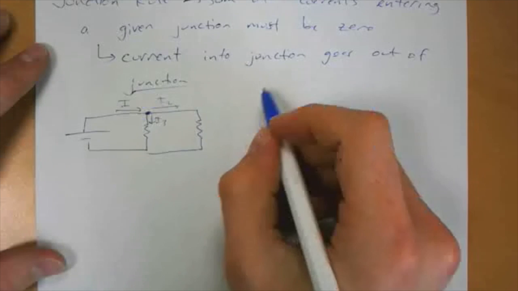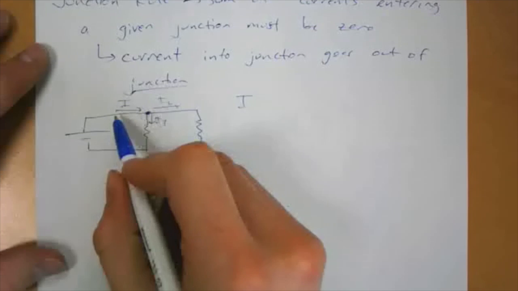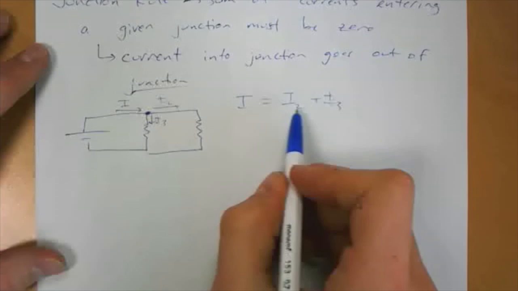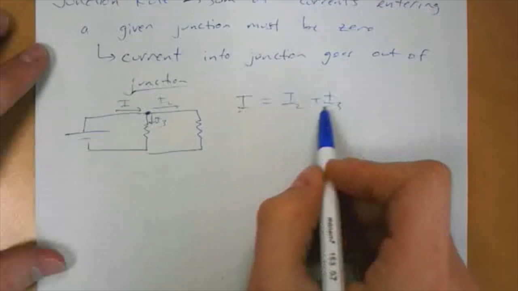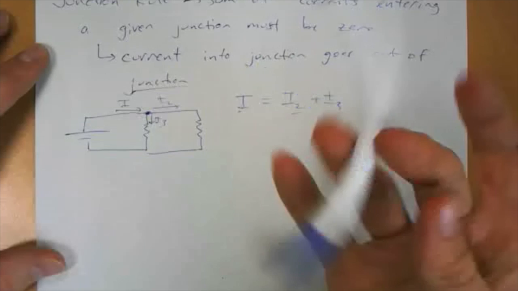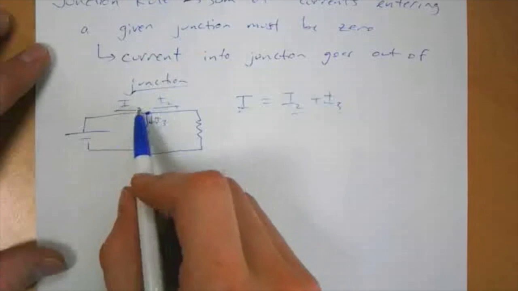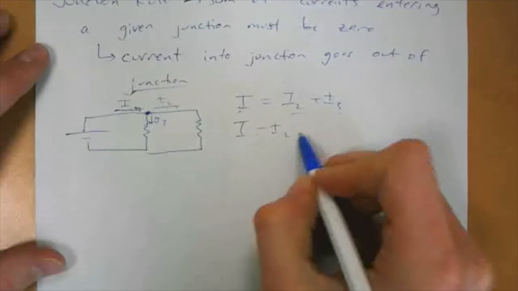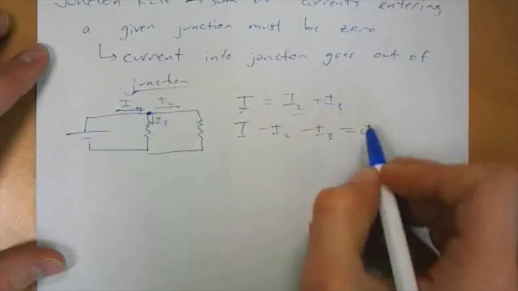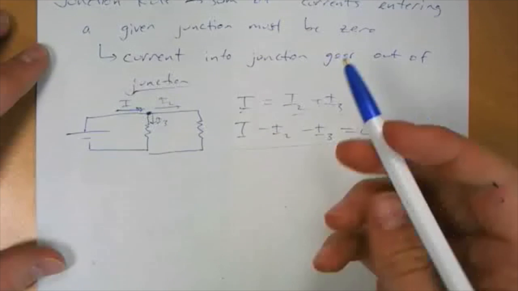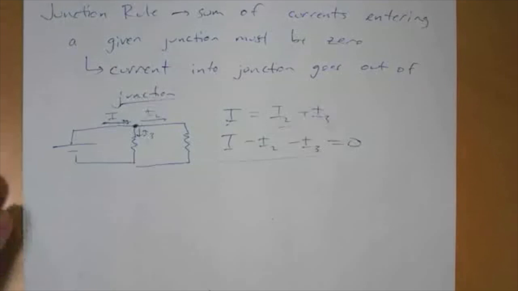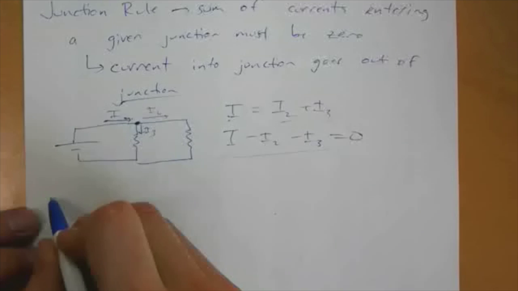The junction rule says that this current going into the junction is equal to the current coming out of the junction. It goes out in two directions, so this total current is equal to current 2 plus current 3. Or another way of saying it is that going into the junction is positive and going out of the junction is negative, and that this total must be equal to 0. This could be more useful for solving the systems of equations that you're going to have to deal with as you apply Kirchhoff's rules.